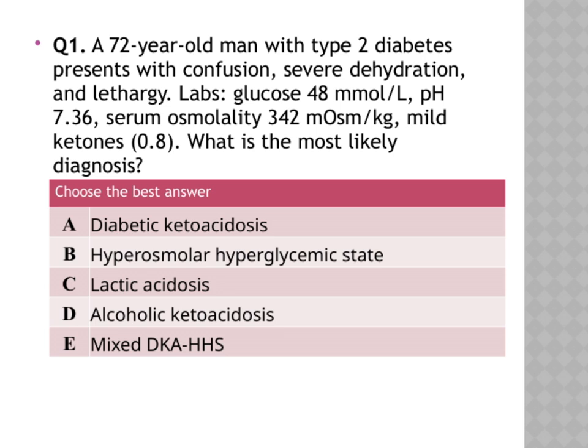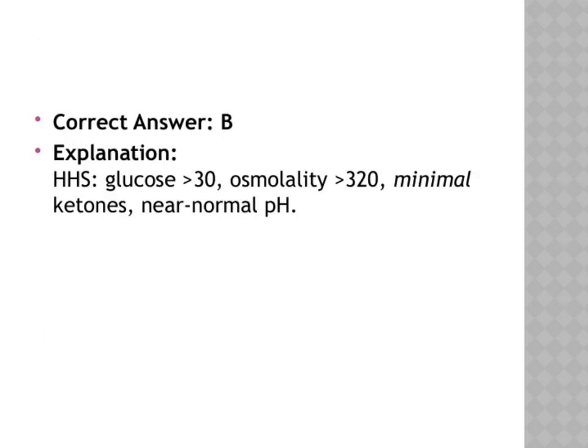So, in summary, the combination of severe dehydration, high serum osmolality, and minimal ketosis points us toward hyperosmolar hyperglycemic state. Let's look at the correct answer here, which is B now. The key points to remember from this slide relate to the diagnostic criteria for hyperosmolar hyperglycemic state, or HHS. The hallmark features include a blood glucose level greater than 30 millimoles per liter, which indicates severe hyperglycemia.